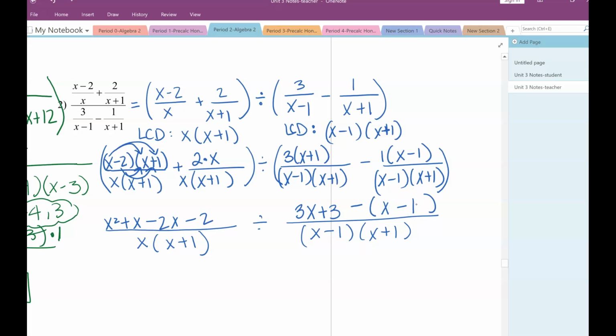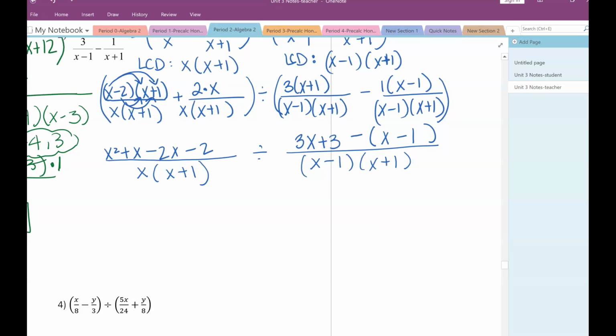Did you guys get 3x plus 3 minus a quantity of x minus 1? Okay. Technically, if you guys are cautious and careful, can I just write minus x plus 1 right away? Yeah. Okay. Now what should we do? Let's see if we can combine. You can combine and flip, or you can flip and combine. Does it matter? No, it doesn't matter.